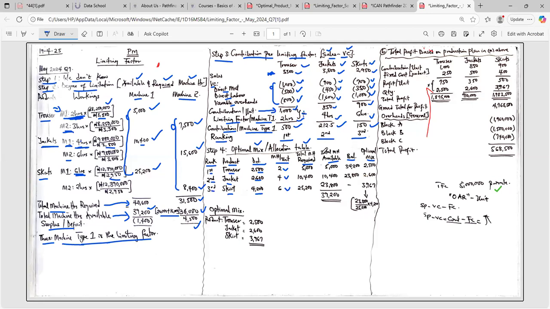6 is for skirt. What about my total machine hours required? Just multiply 5 times 2, that is 5,000. The same 5,000 you got here. 4,000 times 10, 2 is 10,4. The same 10,4 you got here. Just focus on machine type 1.